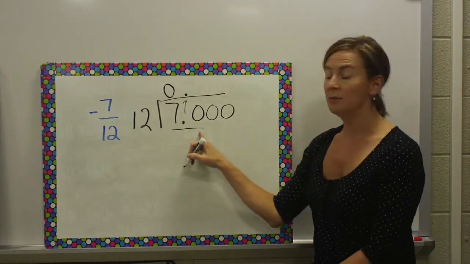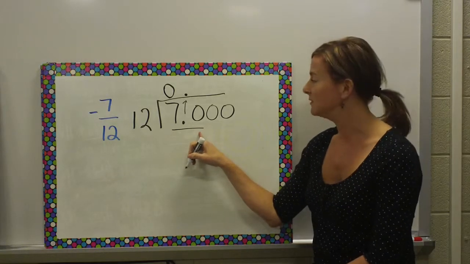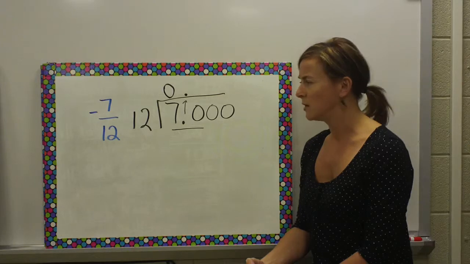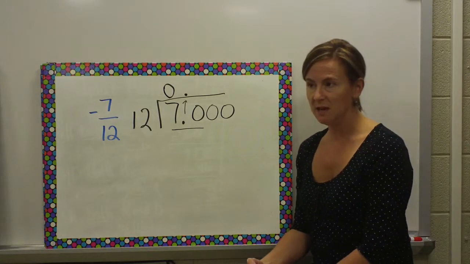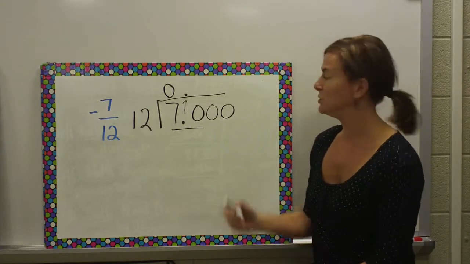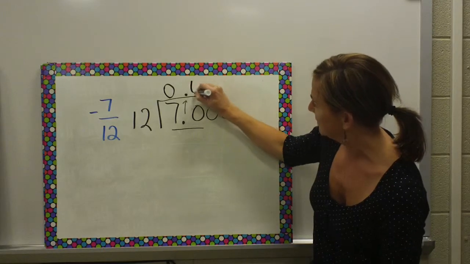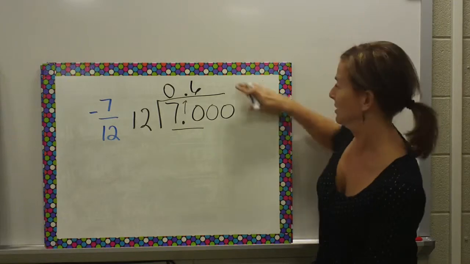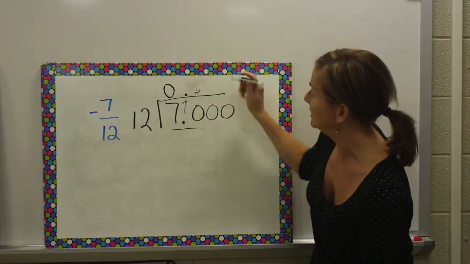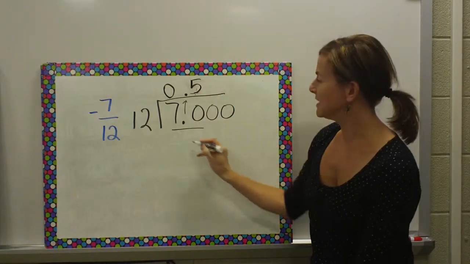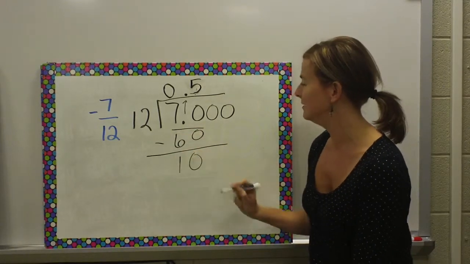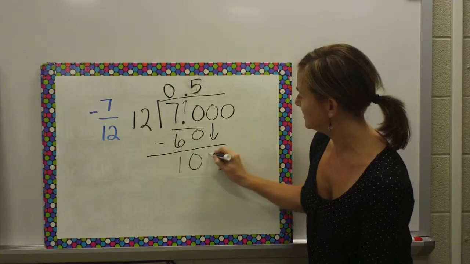I can get 0 12s out of a 7, so my whole number, of course, is a 0. I'm going to look at the number 70, and I'm going to think, what times 12 gives me 70? Well, I know 12 times 5 is 60, and 12 times 6 is 72, so I'm going to go with 6. No, that wouldn't work. I'm going to go with 5. 6 would be too big. 5 times 12 is 60. That leaves me with 10, and then I'm going to arrow down my 0.